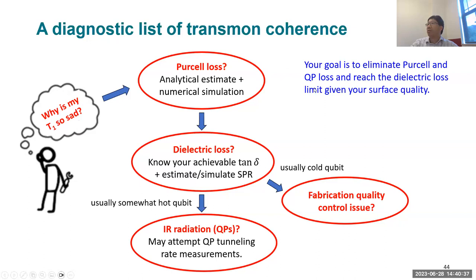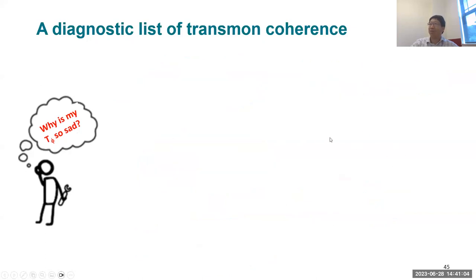And I would say in general, the goal in coherence is that you try to eliminate Purcell and quasi-particle loss, especially through device design and through a good cryogenic environment. Your goal is to reach the dielectric loss limit given your surface quality, assuming you are not specifically working to improve the tan delta, which is a very difficult material science challenge that people still work on today.